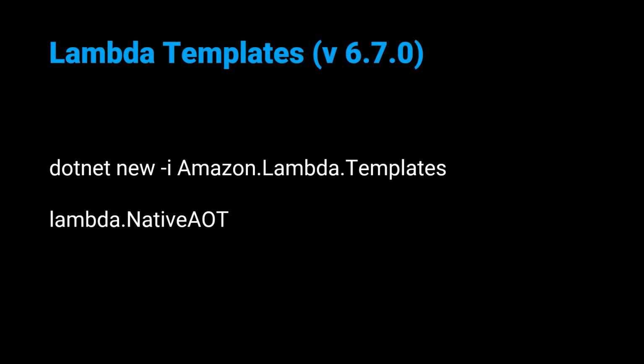Installing the Lambda templates is also done from the command line as well. The same command works whether you are installing for the first time or you are updating your templates. Okay, so that's the dotnet new -i Amazon.Lambda.Templates. The current version as of this video is 6.7.0. Now the key item you're looking for in the list of templates is that lambda.NativeAOT option.